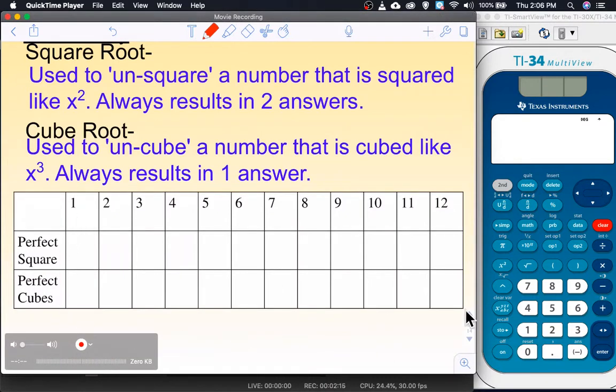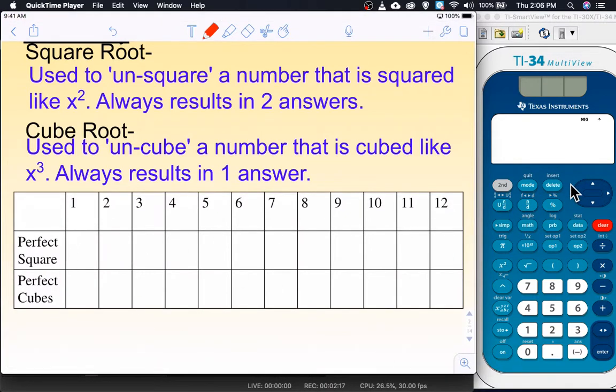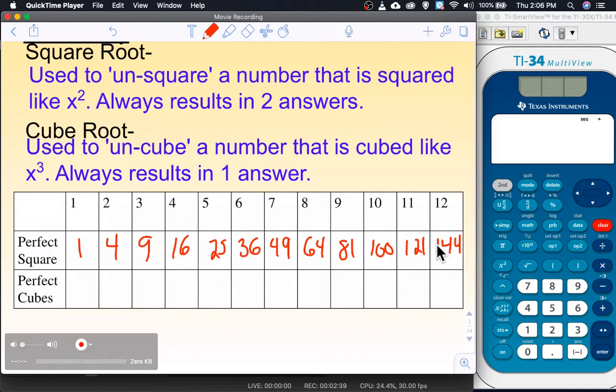We also made a table very similar to this. If this is my number 1 and I square it, I get 1. 2 squared is 4. 3 squared is 9, 16, 25, 36, 49, 64, 81, 100, 121, and 144. So this row are all perfect squares. If I was to square root any of these numbers, I would get back to this original number. So if I square root 64, I would get 8, because 8 times 8 is 64.